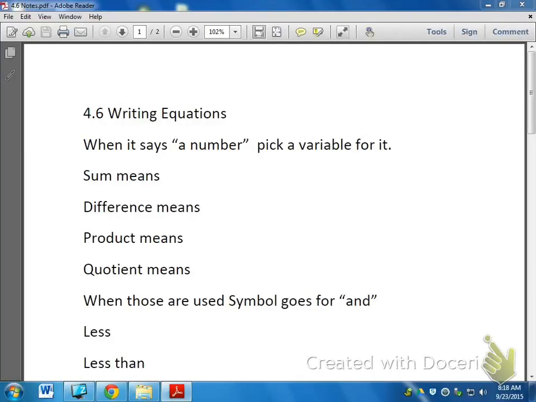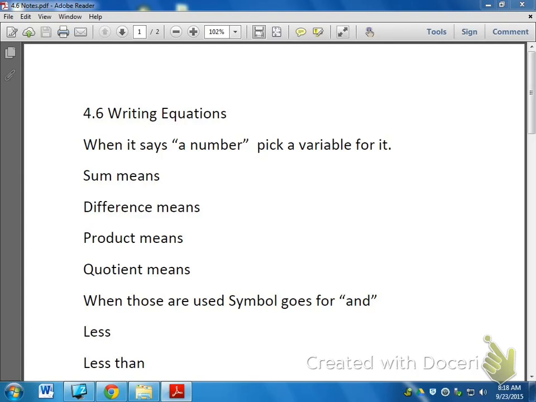Lesson 4-6, writing equations. So we are going to take sentences, turn them into two-step equations, and then have to solve them. One thing that you'll notice is a lot of the problems will say a number. When it says a number, that means that's the place that you're going to pick a variable for it. You can pick n or x or anything that you like. There's no rule that it has to be a certain letter. And we're just going to review some terms that we saw at the beginning of the year.